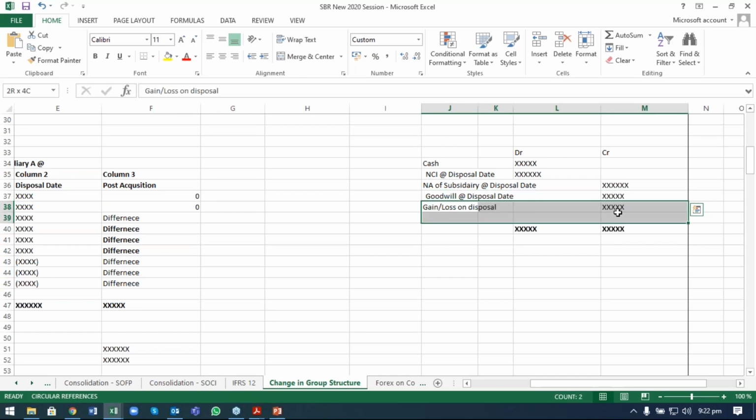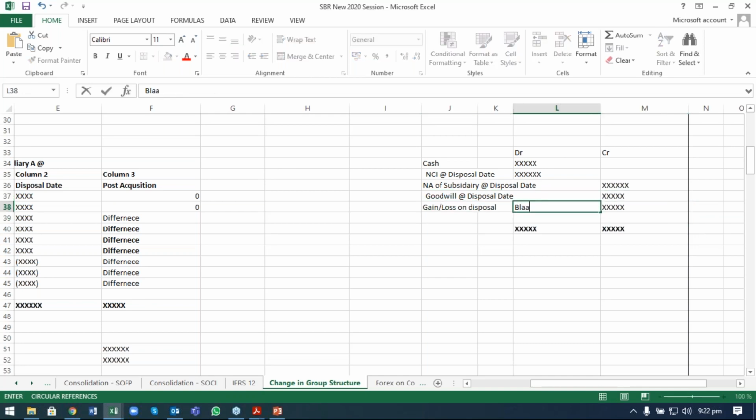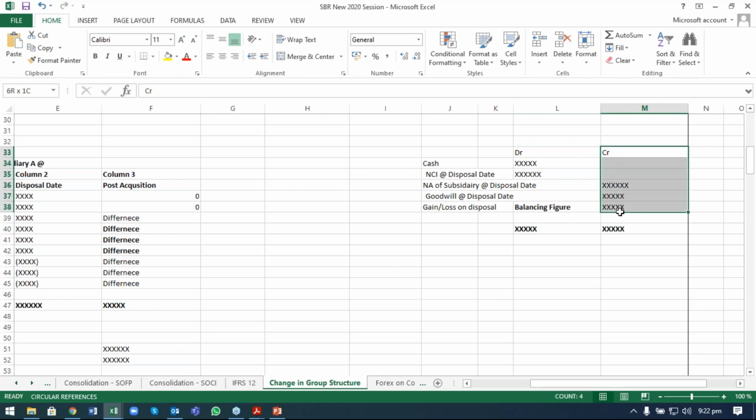Last is the balancing figure. This balancing figure will provide you either gain or loss on disposal of a subsidiary. If this balancing figure comes under the debit section, on the debit side, then it should be a loss on disposal, and if this balancing figure was reported on the credit side of a double entry, then it is a gain on disposal of subsidiary. So you can easily identify by making a double entry.